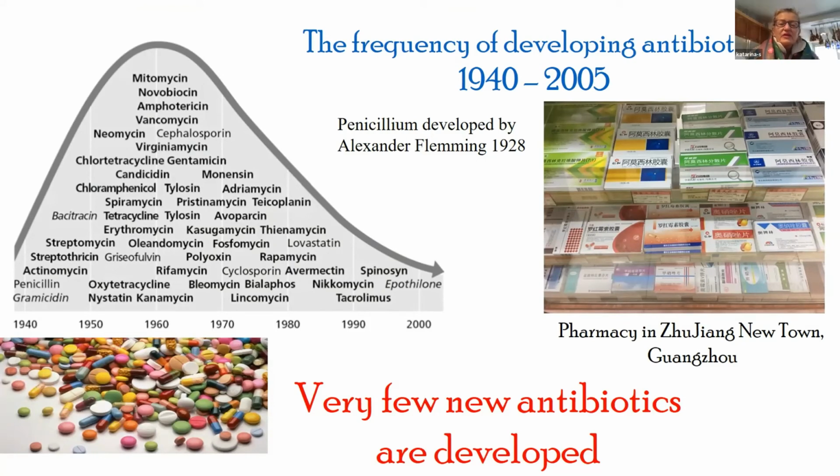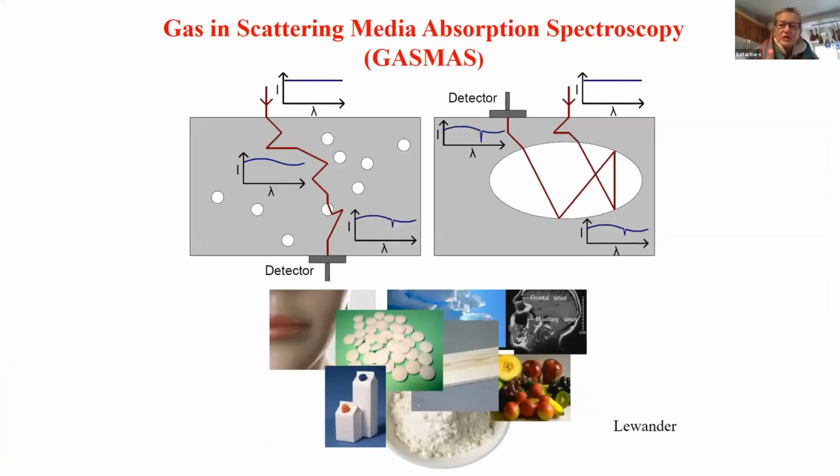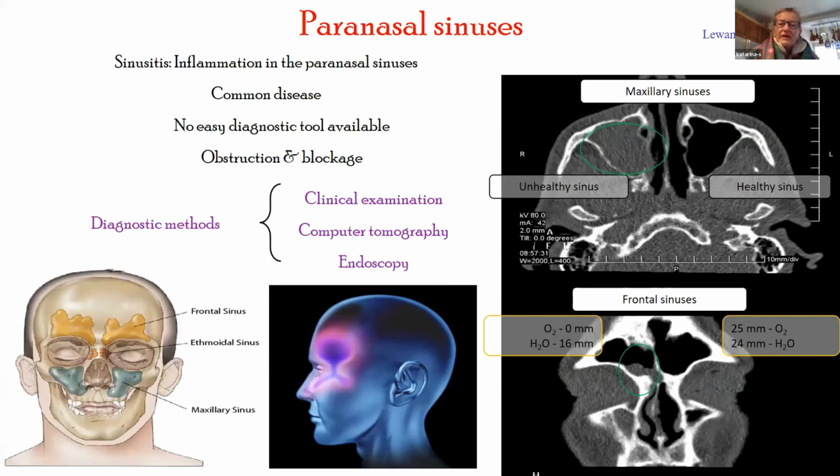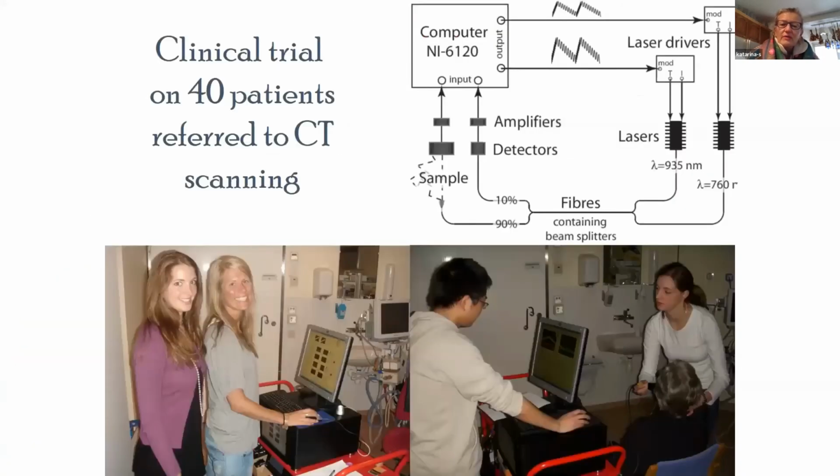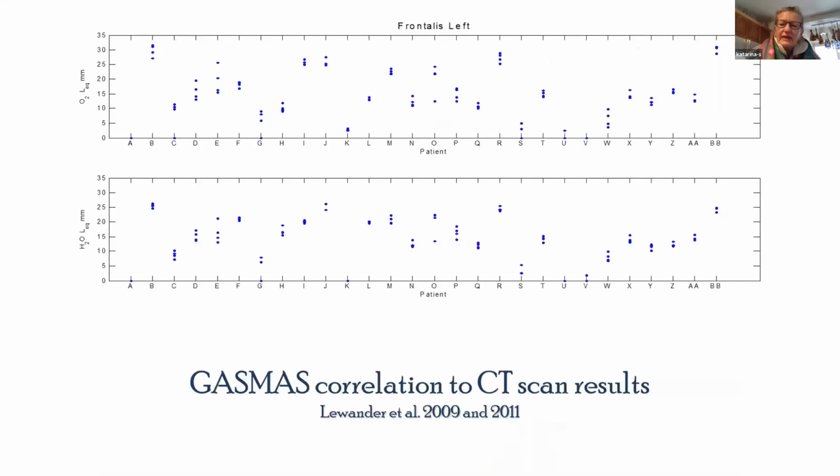And this is the frequency of antibiotics being developed. And you see that it's a declining number. Soon I touch upon the gas in scattering media absorption spectroscopy and gave the physics behind here. We have used this for sinusitis in exactly the same situation to try to take down the use of antibiotics. And we did clinical trials where we used the laser for oxygen and the laser for water vapor to normalize our signal and get the concentration.